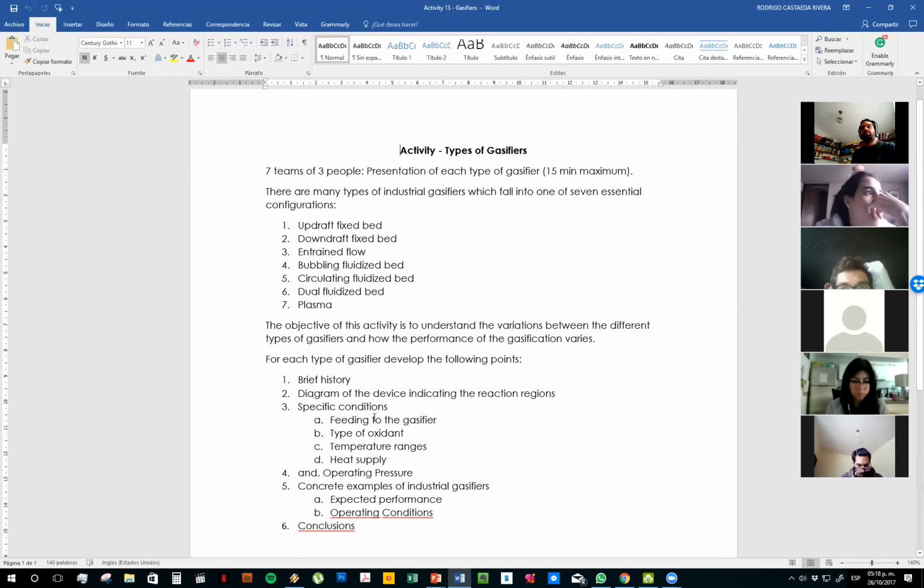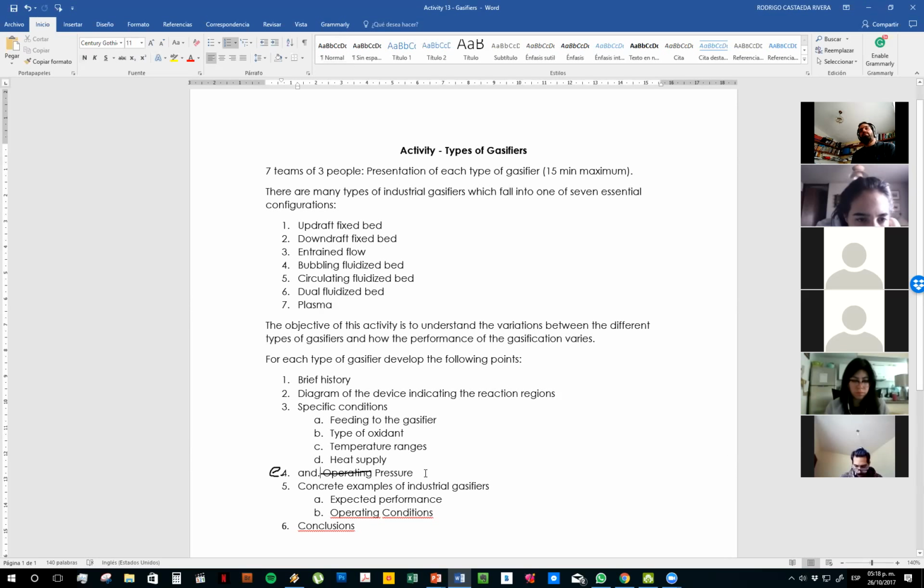And then the specific conditions. The specific condition of how we feed the gasifier, if it has a restriction on what is the type of matter that can be gasified, the type of oxidant that is used. Most of the time is air, but it can be other things. What temperature ranges we need, and what kind of things we're going to obtain, and how we're going to supply the heat. And other things, I'm sorry, the operating pressure should be the number E. This one, sorry, I will change it. It should say E. Sorry, I will change it before loading it.